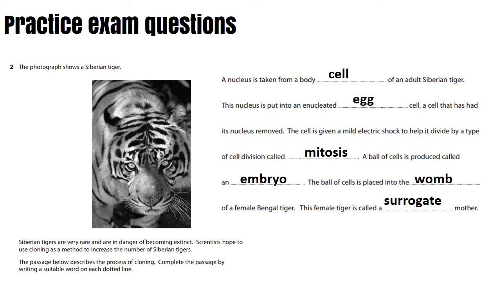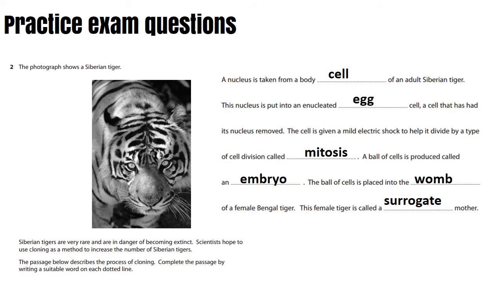Right, I did not like this question at all, and that's why I put it up. I wouldn't be surprised if you get questions in the exam that even though you know the material like the back of your hand, they make you wonder what the examiner even wants you to write. So let's go through this and just see what you got. A nucleus is taken from a body cell of an adult Siberian tiger. Okay, this is a really odd way of phrasing this, a body cell.